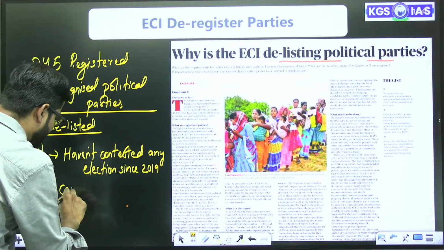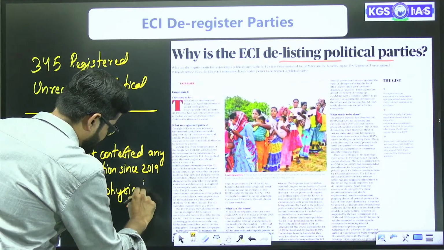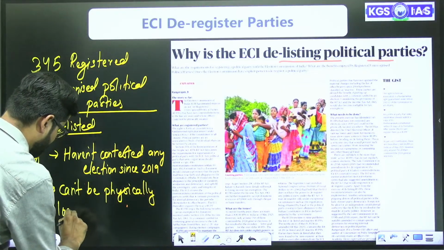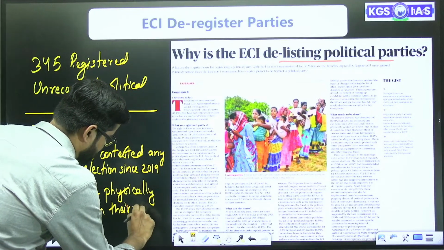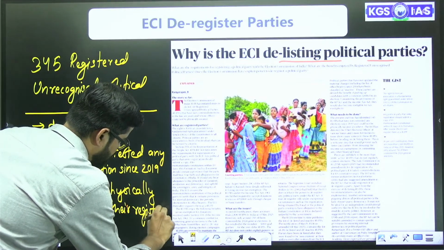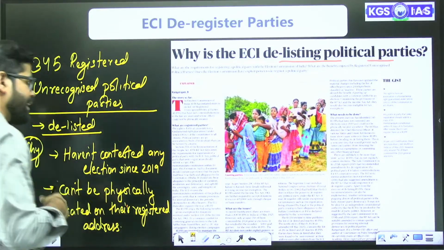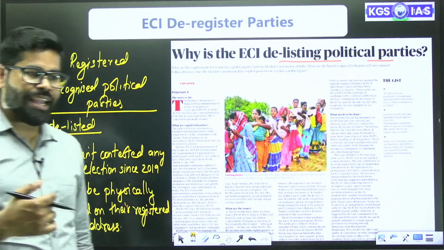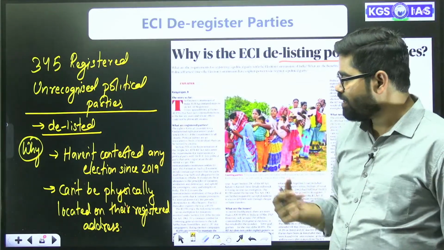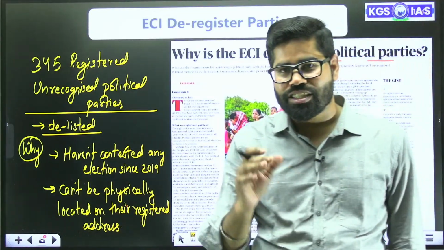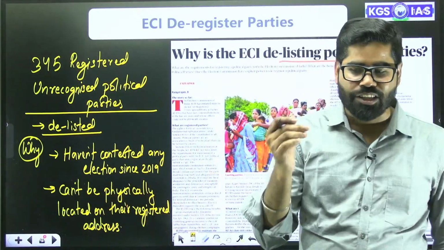Second part is, they cannot be physically located at their registered address. So they might have gone for this registration, but now they are not there at their registered location. Due to these factors, they are being deregistered by the Election Commission of India.